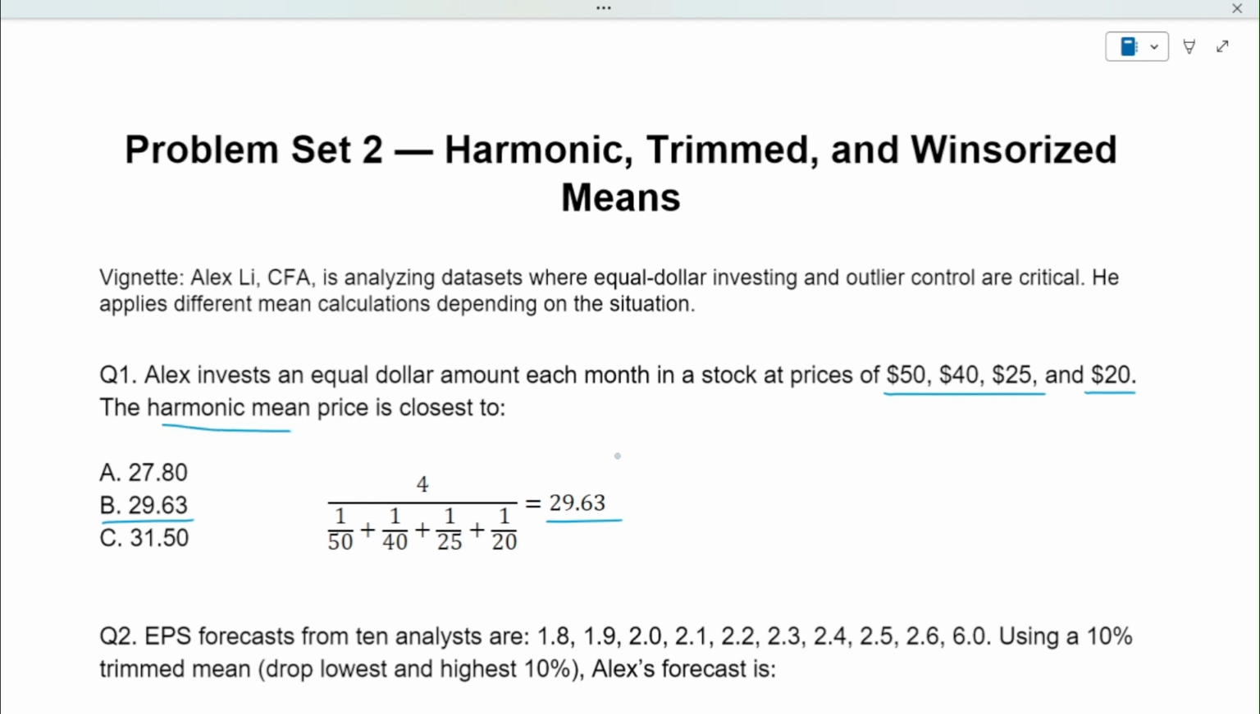Okay, remember one of the applications of harmonic mean was cost averaging, where we invest equal dollar amounts in a stock consistently, and then we are asked to find the cost per share. This is exactly the case here, and the answer to this question is 29.63. By investing equal dollar amounts over 4 days in this stock at these prices, the cost per share is 29.63.